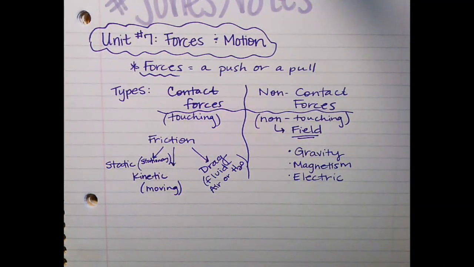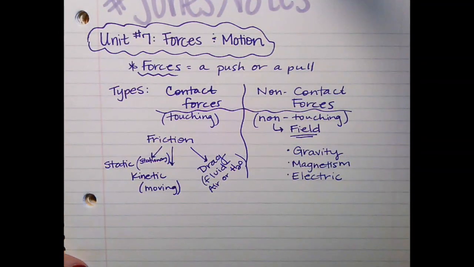So kinetic friction would be when one or both things are moving. So if you play soccer, it would be the soccer ball rolling across the field. That would be kinetic friction. So those are all different types of forces.